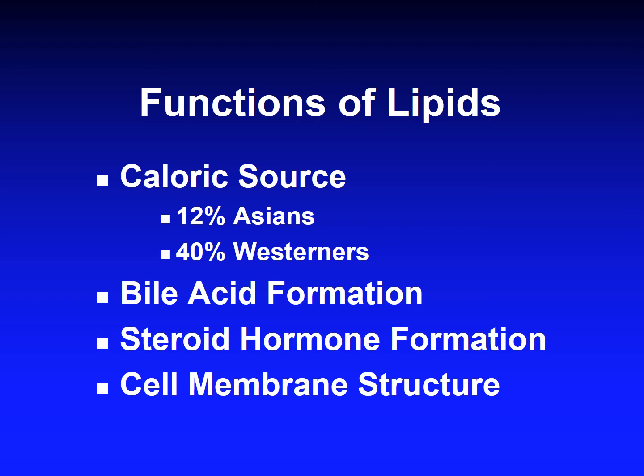The Asian diet, just as an example, basically has about 12% of the caloric intake from fat, whereas Westerners take about 40% of their caloric source from fats. That's pretty high. Okay, so now we will talk about how we're gonna digest fat first, and then how we're gonna absorb it.